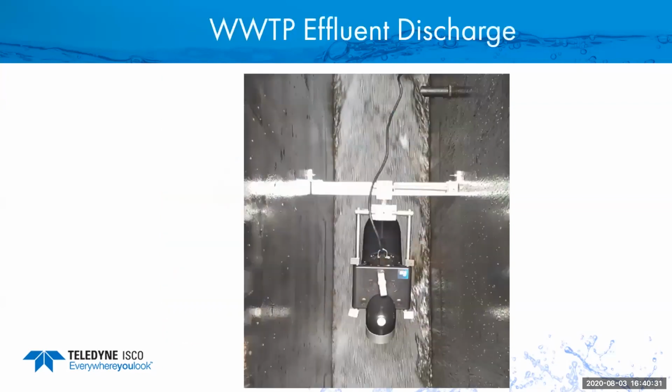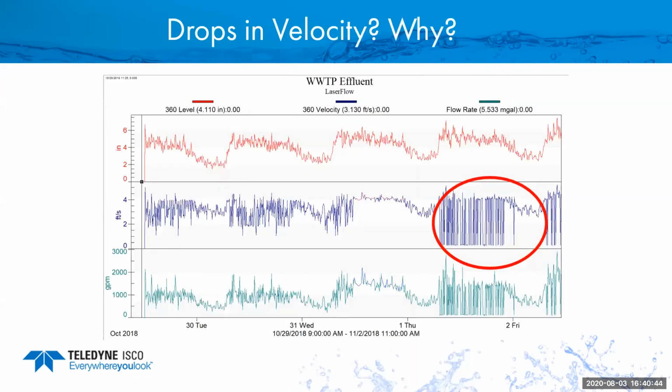Here's one that was a wastewater effluent discharge line. Very challenging, a lot of entrained air bubbles, turbulence, foam, you name it. So they installed a laser, and this is what the data looked like. So we had level, velocity, and the flow rate. What I noticed with the velocity was we were seeing a lot of drops, but they weren't going to zero. They were just going way low.